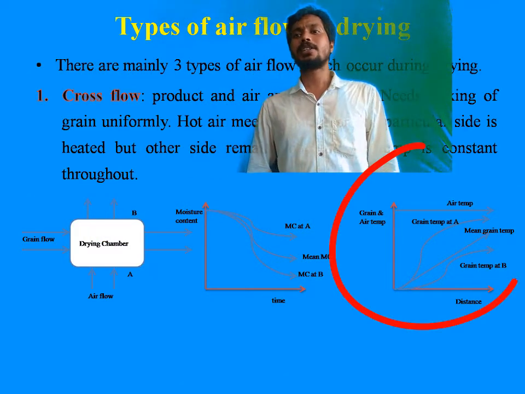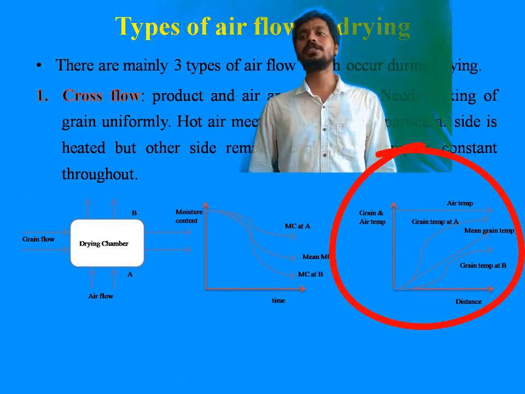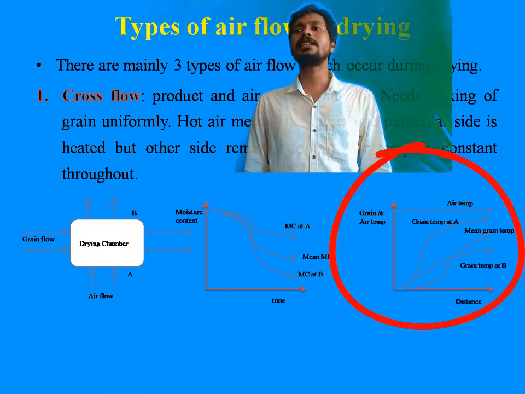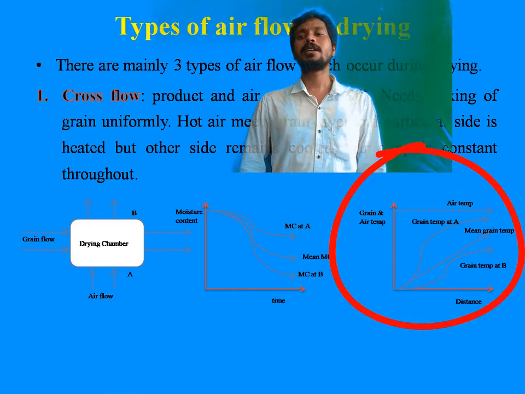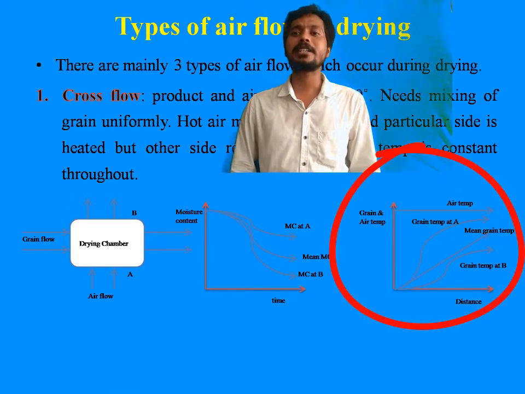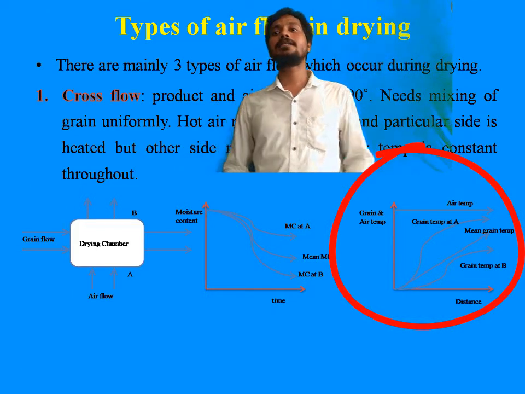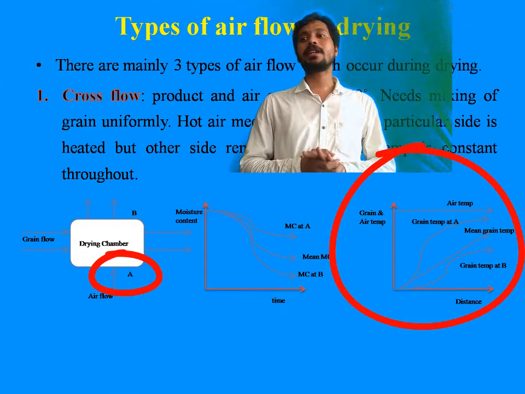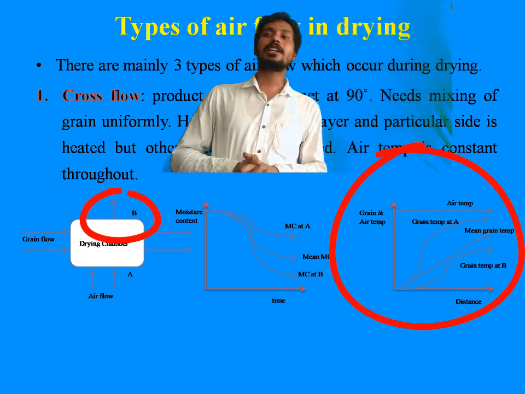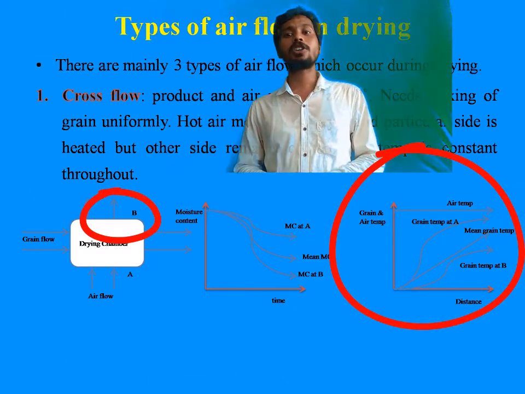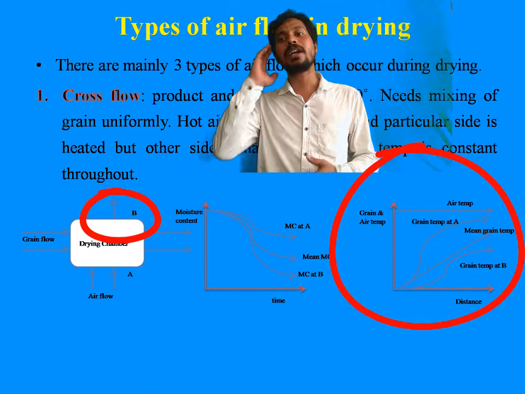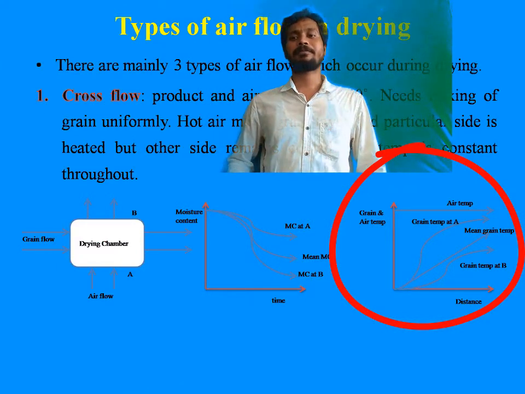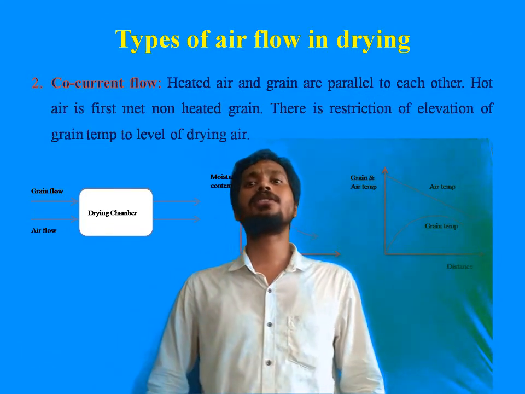At the same time, if we plot grain and air temperature against distance, you see the grain temperature will vary but the air temperature doesn't vary. The air temperature remains constant, and the grain temperature at the A section will be closer to the air temperature, whereas the grain temperature at the B section will not be close to the air temperature, and the mean grain temperature will be constant. Next airflow in drying is co-current flow.